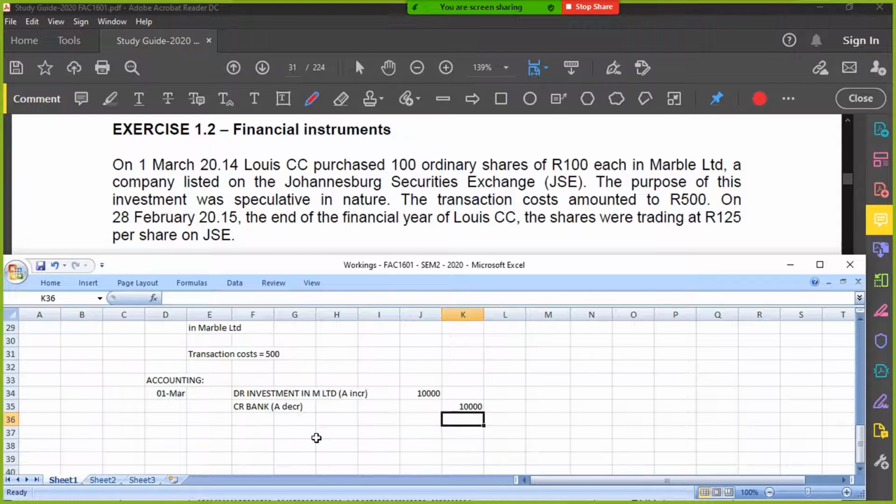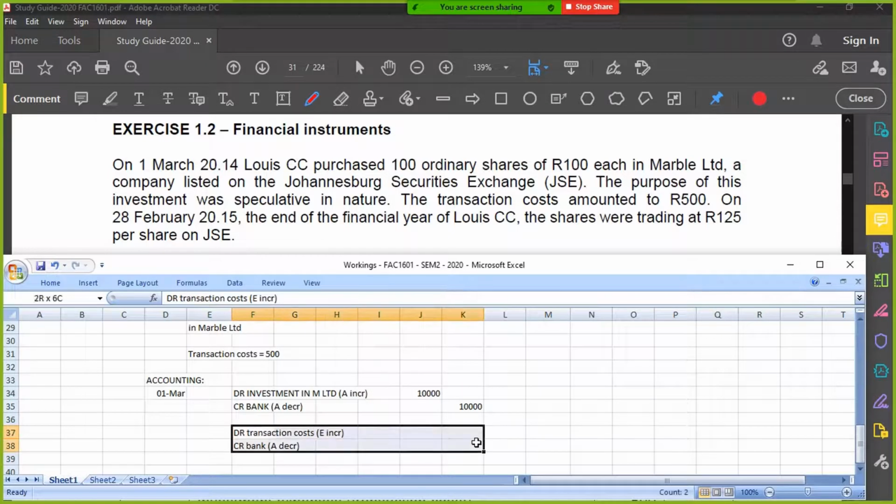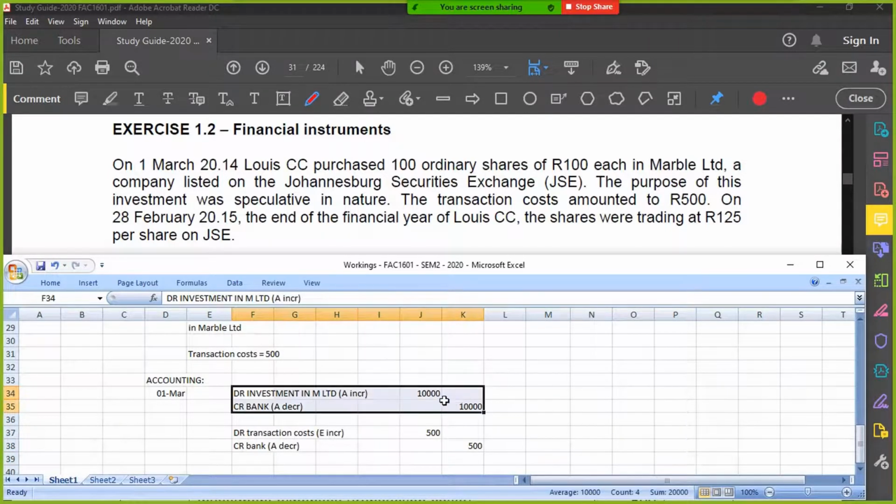Right, what else are we going to show? The transaction costs. Yes. And you even gave me this answer earlier, when you went debit transaction costs, expense increase. That wasn't in the notes that you've got to consider. But again, just keep it simple. Think about it. Okay, when you pay, you decrease the bank. You're recording expenses, you increase the expense. Right, there's your journal entry.